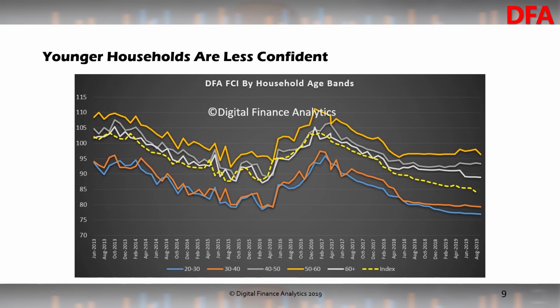And you can see there by the age bands on the next slide, slide 9, that in fact it's the young households, 30 to 40 and 20 to 30, who are actually the least confident. A lot of those have mortgages. A lot of those are also renting. But I'm also quite intrigued that the 50 to 60-year-olds, which tend to be more confident, are actually declining as well. And the reason for that is that those are actually reliant on income from deposits.